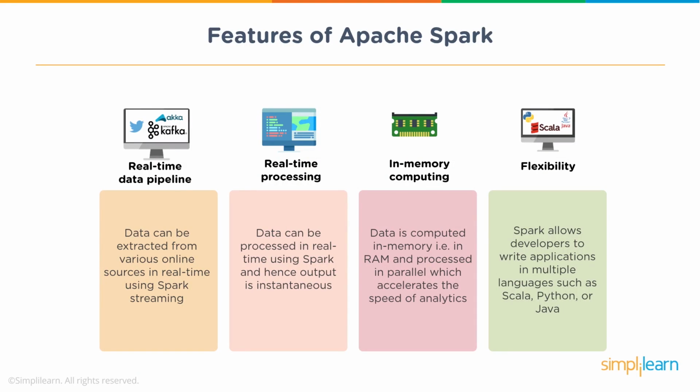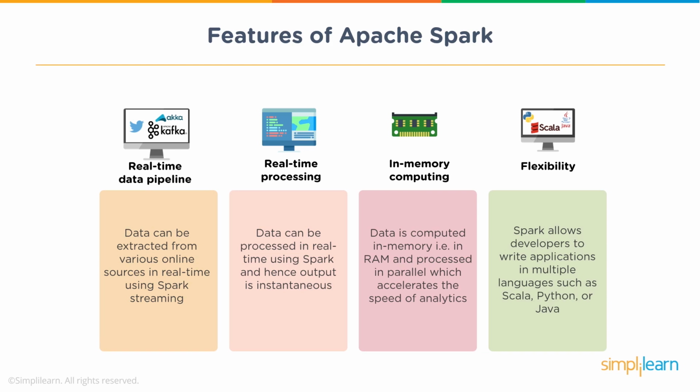So it's a real-time data pipeline. When you talk about Kafka, which is known for data ingestion when an organization is interested in event processing, data can be extracted from various online sources in real time using Spark's component, what we call Spark Streaming. If you talk about real-time processing, data can be processed in real time using Spark, and hence output is instantaneous. Thus, Spark is quite popular when it comes to near real-time processing or real-time processing, or even picking up data from a streaming source or data which is getting generated constantly.